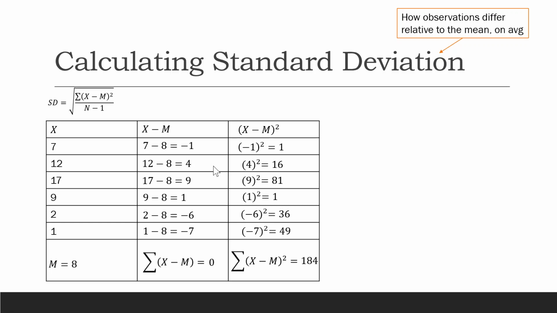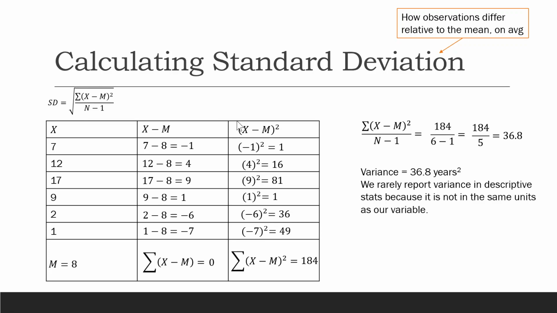And so now that I have the sum of x minus m squared, I want to divide it by n minus 1. And when I do that, well, we had 6 observations. So 6 minus 1 is 5 in that denominator. My numerator is that sum. I get 36.8. That value there is my variance.